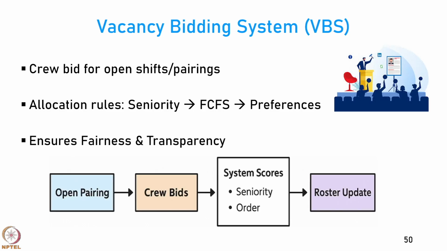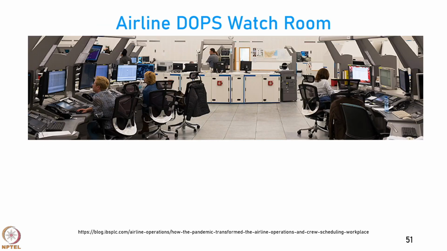And this is the sequence. So there is an open pairing, that means there is one vacancy which has arisen. Everybody is informed, they all bid. When they bid, they say, okay, I will take so much, or I will take this facility in return, I will take 1 day off, or I will fly more hours or less hours. There are various kinds of bids. So then the system looks at seniority and looks at first come first serve, and then gives a roster update.